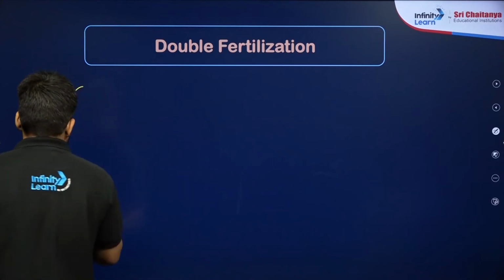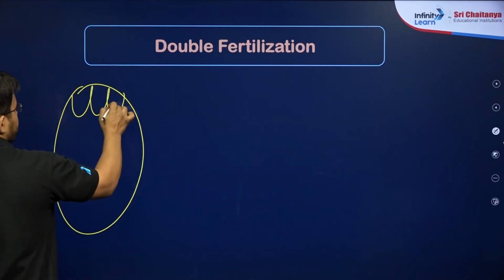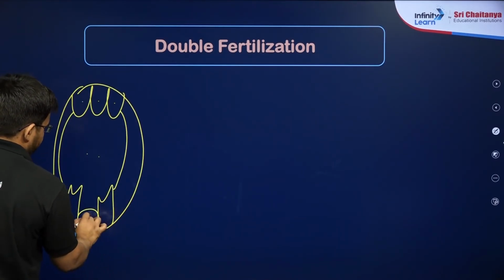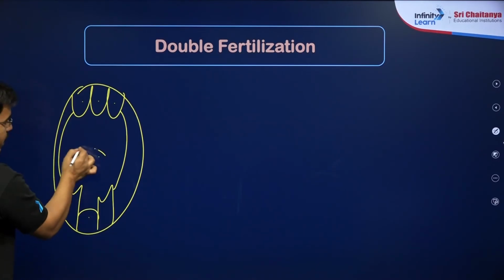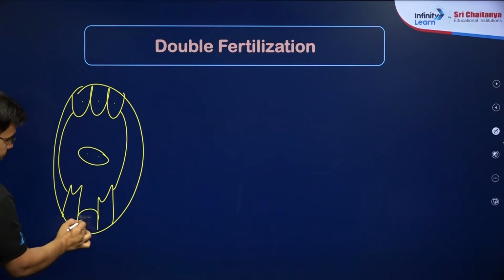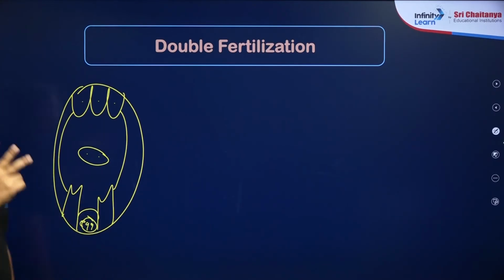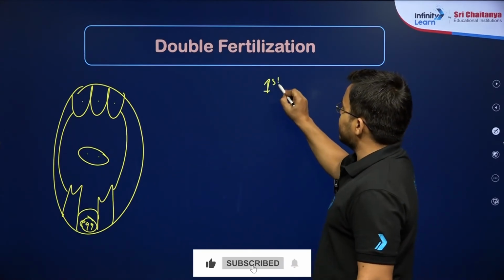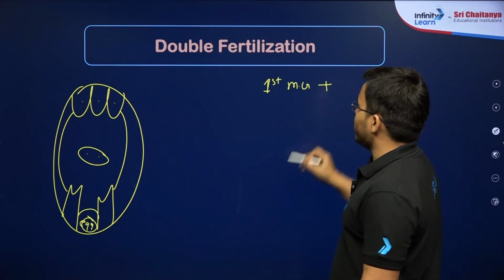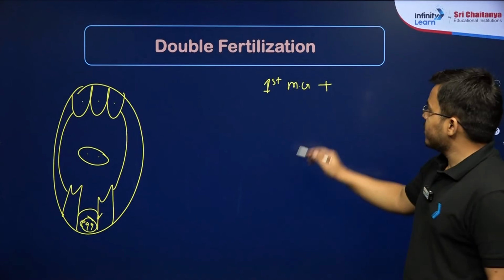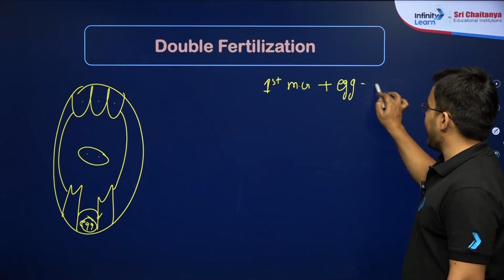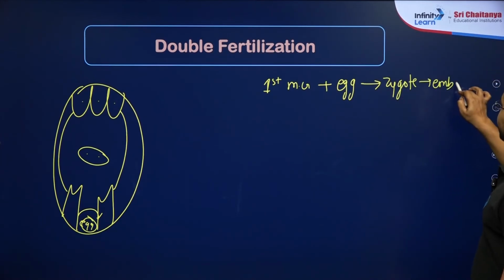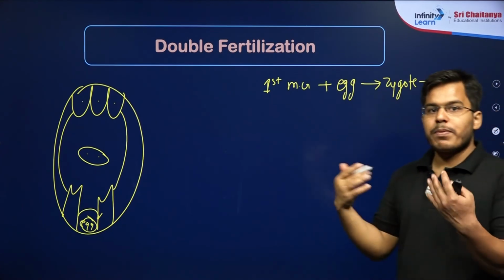Now if you see this particular structure of the embryo sac, two parts are important for the process of double fertilization. One, the polar nuclei portion, and second, the egg portion. Two male gametes came through the pollen grain. The first male gamete will fuse or fertilize with the egg, and it will form the zygote and thereby the embryo, from which the new plant will arise.